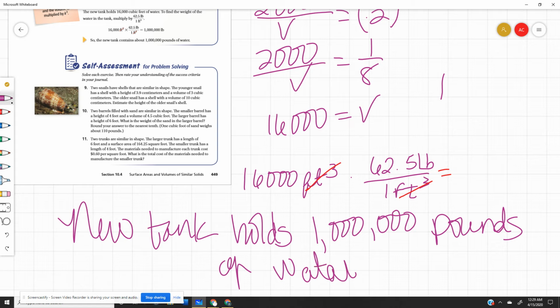Agua fria. Okay? All right, I hope all of that made sense. It's basically cross multiplication. It's just plugging into formulas. Remember, if you're doing surface area, you square it. If you're doing volume, you cube it.